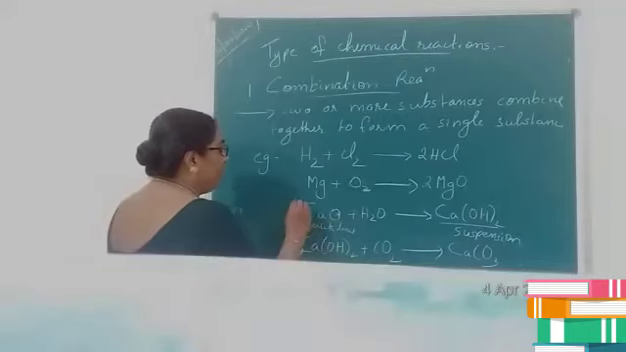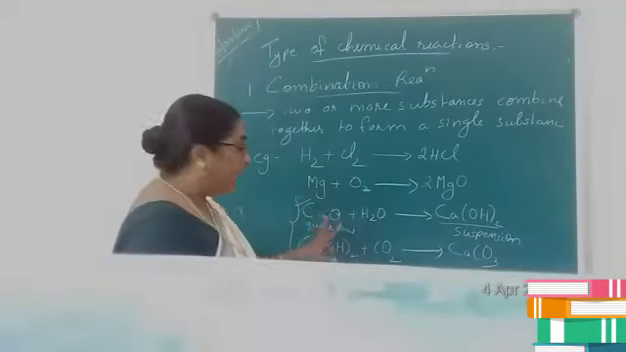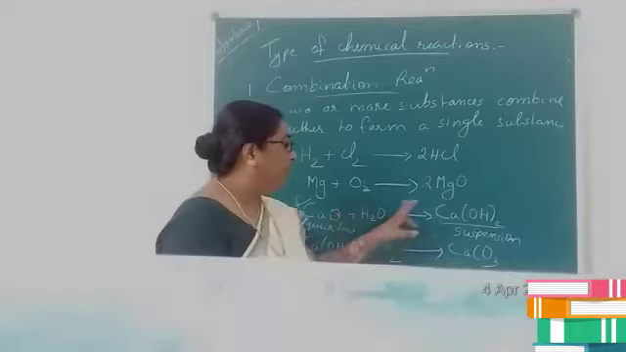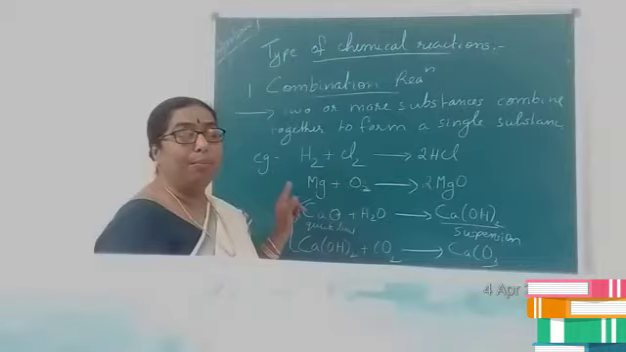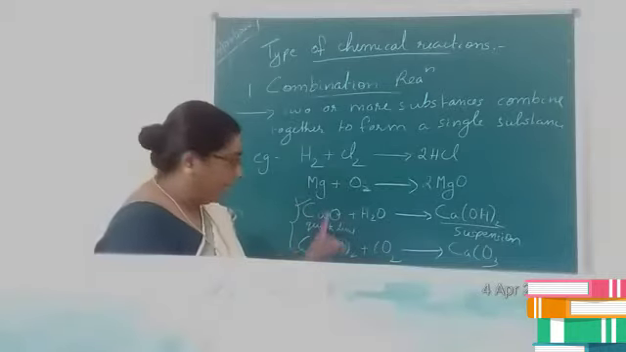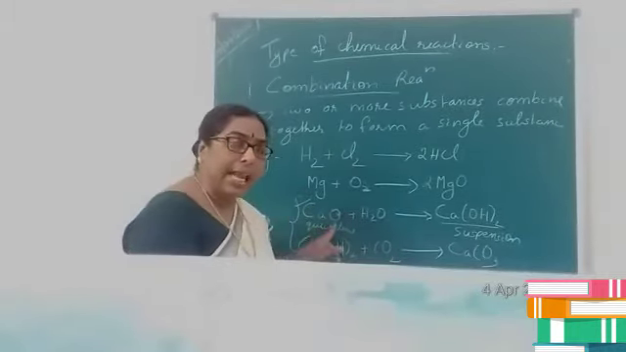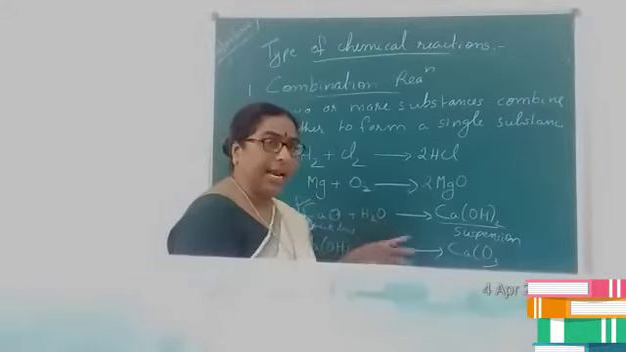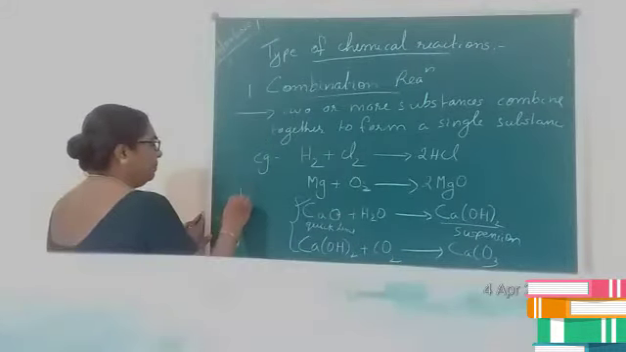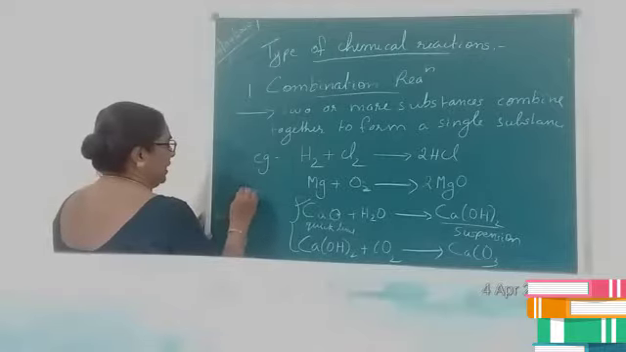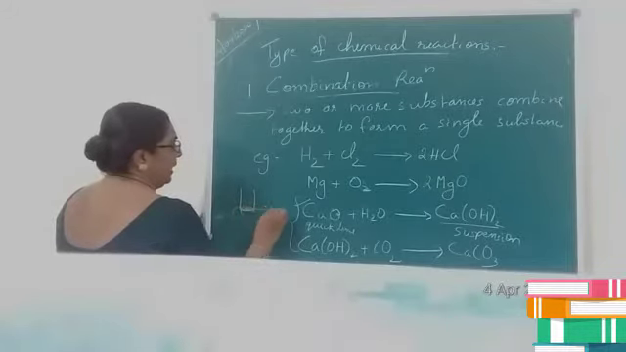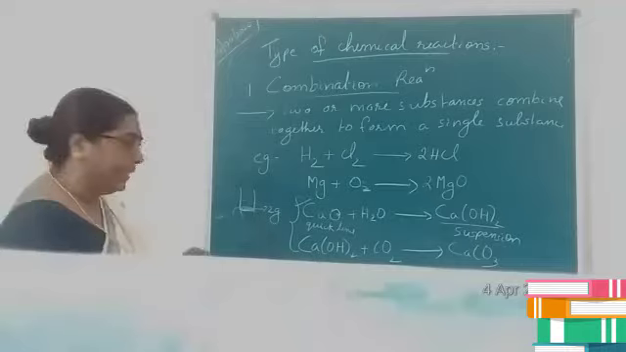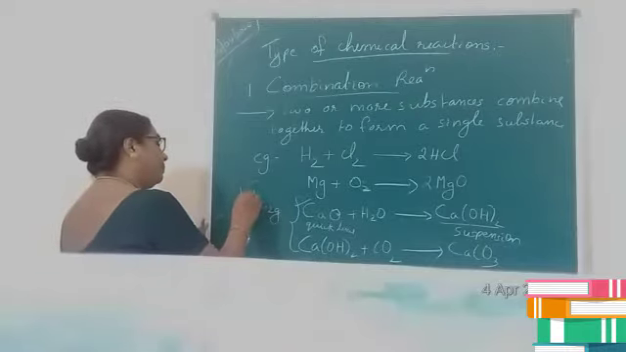So let us come back to combination reaction, where we have seen that two compounds combine together and result in the formation of a single substance. This is another example of a combination reaction. Let me explain this process once again. If you want to get the process clear, just take a beaker and take some 2 or 3 grams of calcium oxide, and add water.